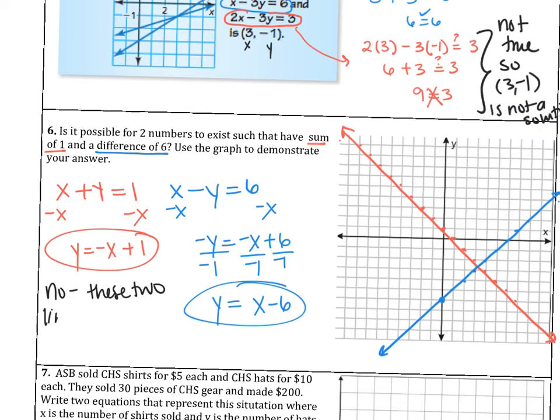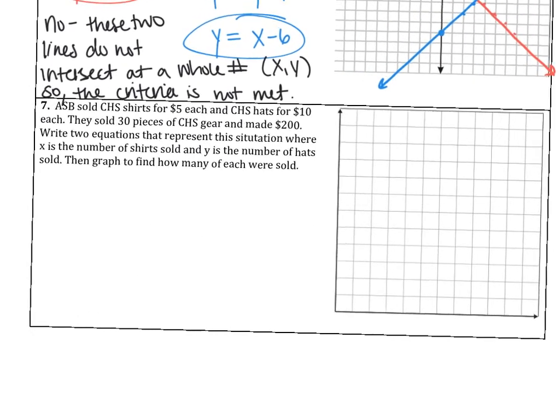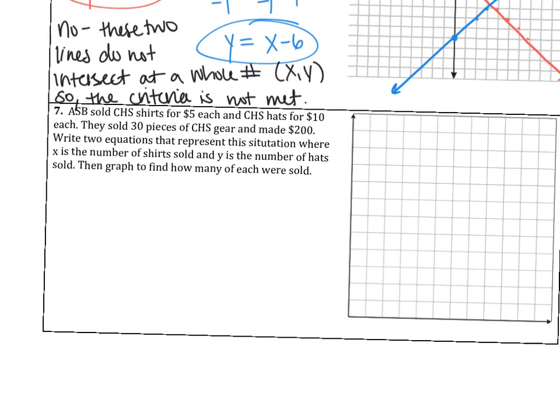These two lines do not intersect at a whole number coordinate, so the criteria is not met. All right. Tricky, but doable.